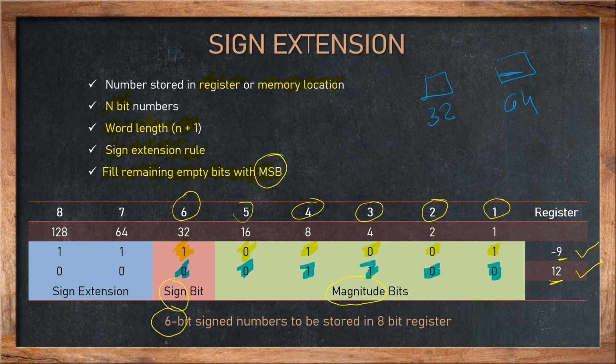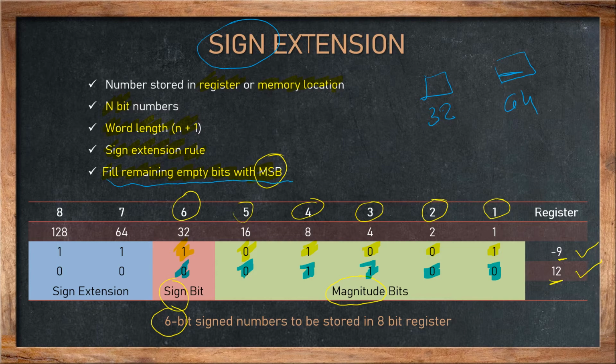So what will you do with the empty fields? This is called the extension rule, the sign extension. When you copy a 6-bit number into an 8-bit register, we use the sign extension rule. The sign extension rule says to fill the remaining empty bits with the MSB.